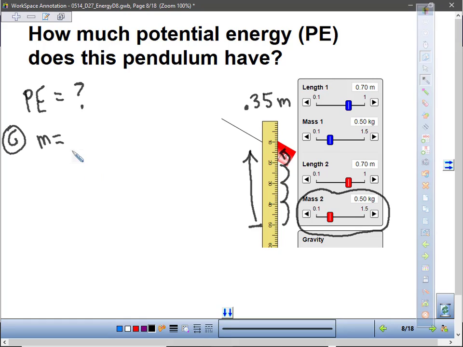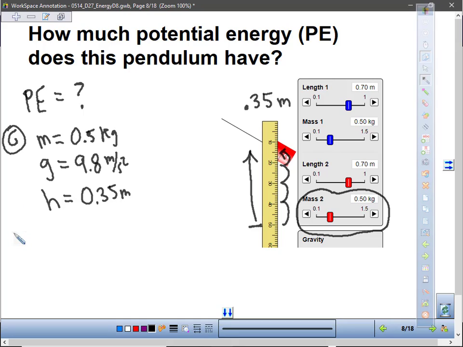So our givens: M, what is the mass? 0.5 kilograms is the mass. And then g, what is little g? On Earth, little g is 9.8. And then finally the height. What was the height? 0.35 meters is how far I lifted it up. So GUESS: the unknown, we're solving for potential energy. And then the equation: potential energy equals mgh.